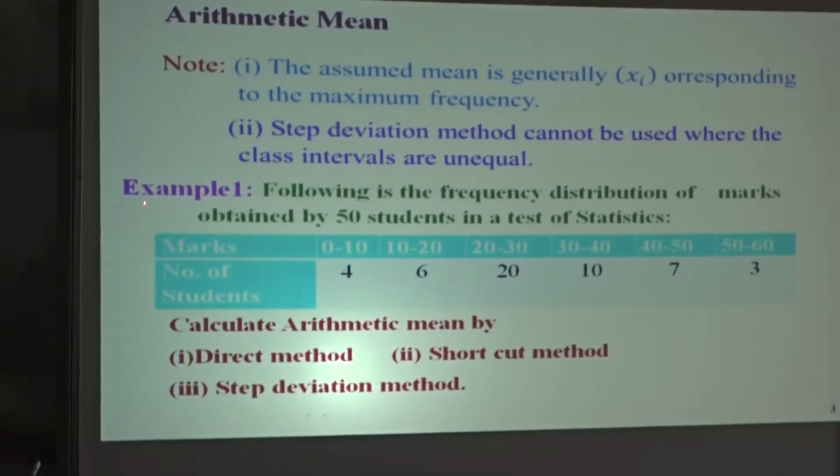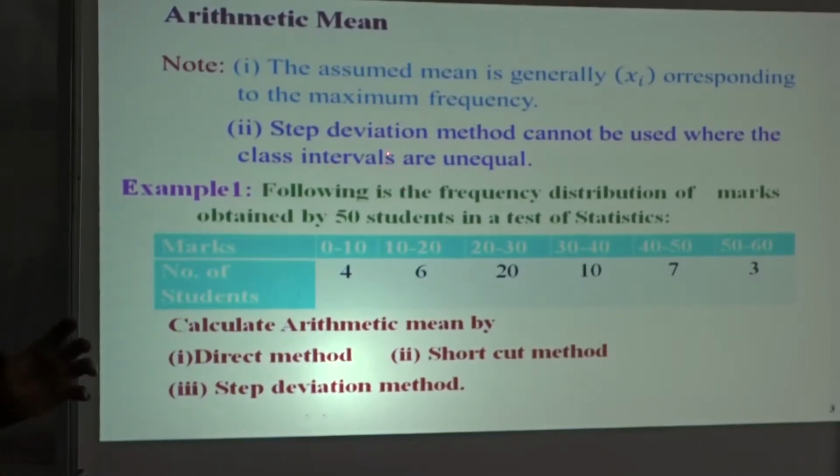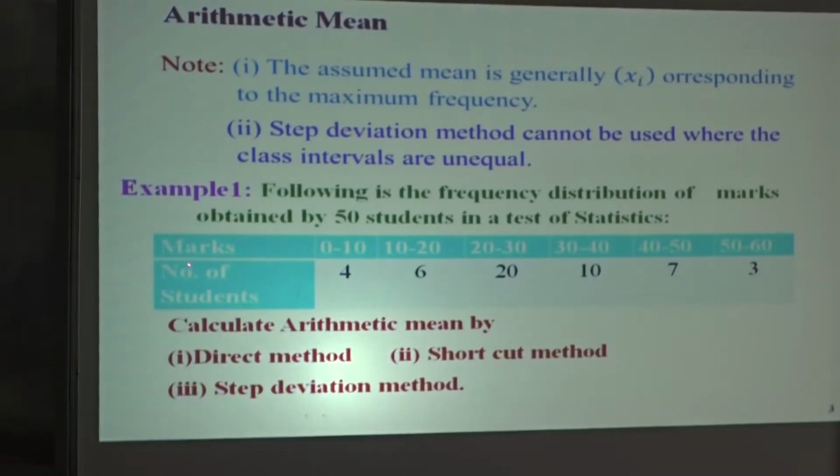Now let us consider an example based on a continuous frequency distribution. Continuous or grouped frequency distribution means the data is in the form of classes. The following is the frequency distribution of marks obtained by 50 students in a test of statistics. They have written it in the form of rows, marks and number of students. The total number of students is 50. Calculate the arithmetic mean by direct method, shortcut method and step deviation method.